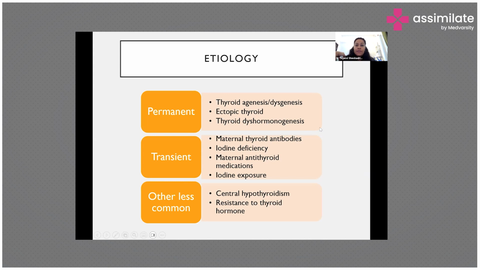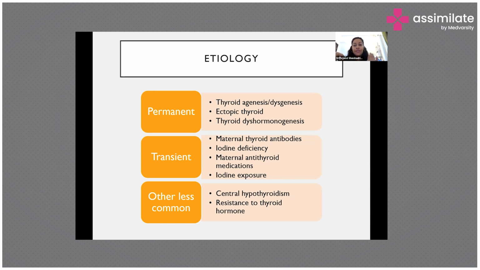Permanent causes are usually agenesis or dysgenesis of the thyroid, where the thyroid gland is not developed properly, or the thyroid gland is not in the proper position, like ectopic thyroid. A few cases of thyroid dyshormonogenesis are also permanent, but a few can be transient as well, especially DUOX mutations. Coming to transient causes: maternal thyroid antibodies.